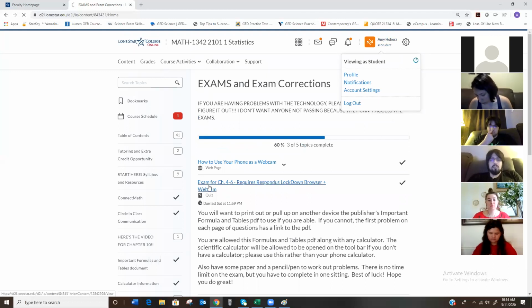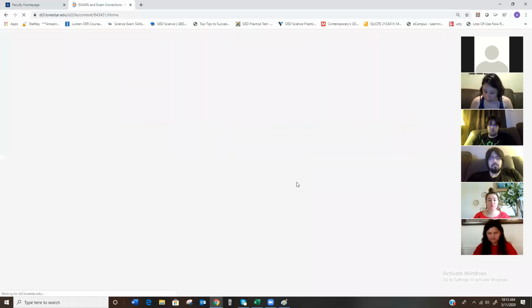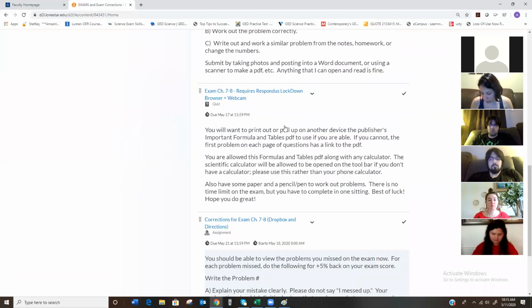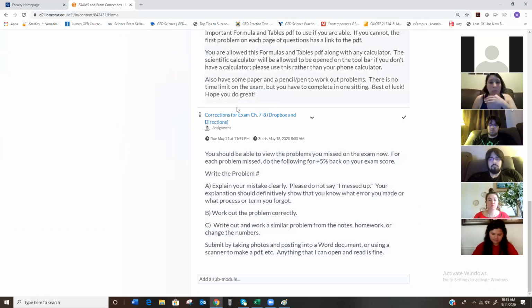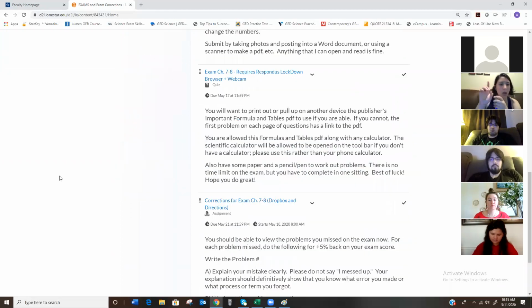Once the test is passed, you'll be able to see the Dropbox pull up. I just wanted it not showing until after the test because I didn't want it to get confused with this one. So after the test is passed, this starts on May 18th, which is Monday, and it'll have a due date on the 21st. And it's just like this one. So is everybody good? Corrections, test, corrections, test.